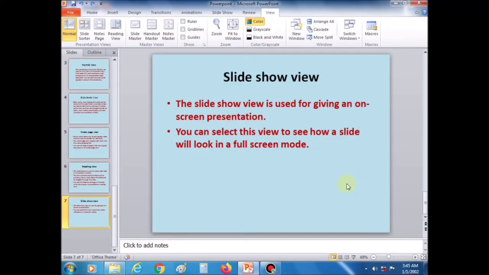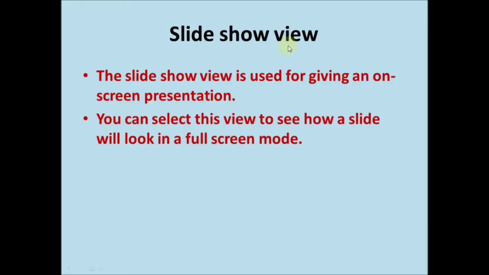Next is slideshow view. To view our slide in slideshow view, click the slideshow button from the status bar. Then you can see here the slideshow view. It is used for giving an on-screen presentation. You can select this view to see how a slide will look in full screen mode. In this view, the slide appears without any PowerPoint menus, toolbars, pens, and other features. No changes to the slide can be made while viewing the presentation in slideshow view.